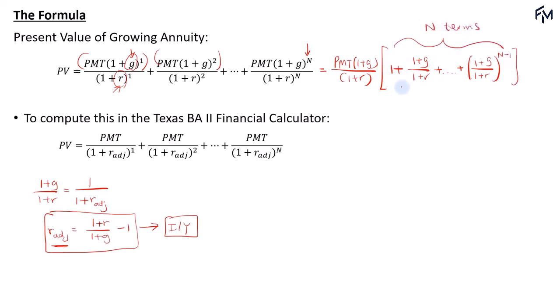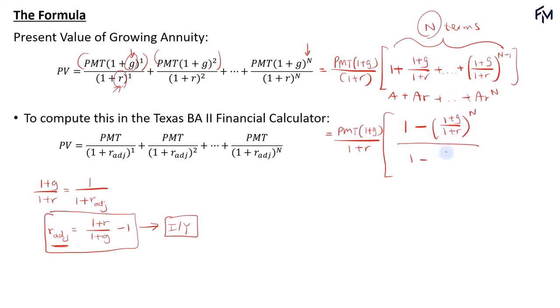If you treat this as the sum of a geometric progression, where this is a plus ar plus all the way up to ar to the power of n, what we will get is PMT times (1 plus G) over (1 plus R), and for this entire thing we will have 1 minus the ratio, which is (1 plus G) over (1 plus R), to the power of n terms, over 1 minus the ratio, which is (1 plus G) over (1 plus R).